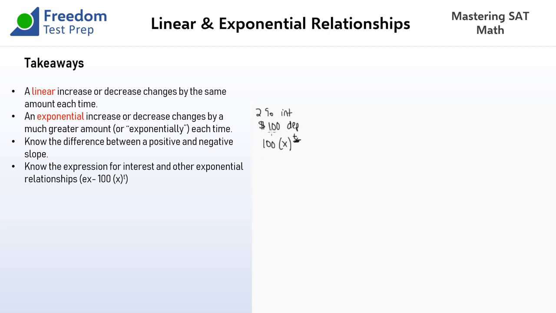Well, we already have the $100 deposit covered here. And we already said that t is the number of years. So x has to be the interest. Many people would say, well, if x is the interest, that's 2%. And the way you write 2% in decimal form is 0.02. So x should be 0.02.